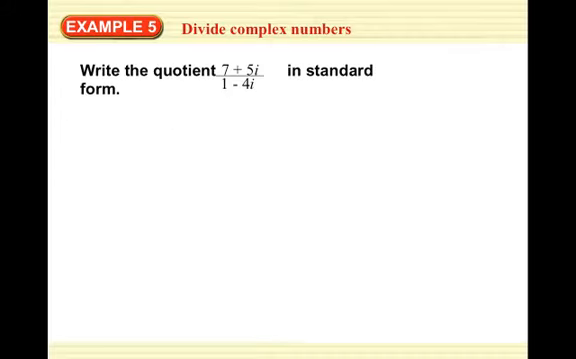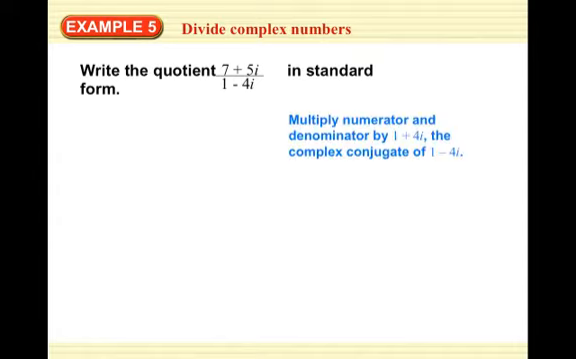So we're going to write the quotient of 7 plus 5i over 1 minus 4i in standard form. And the way we're going to do that is we're going to multiply by the conjugate of the denominator. If we multiply on the bottom by the conjugate of the denominator, we have to multiply on the top by the conjugate of the denominator, so that we're just multiplying by a fancy form of 1, because we want to change the form but not the value. Okay, so we're going to FOIL across the top and FOIL across the bottom.